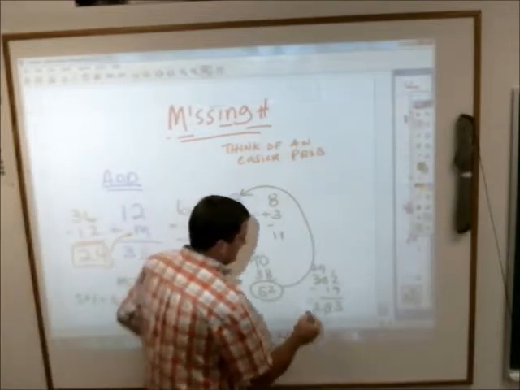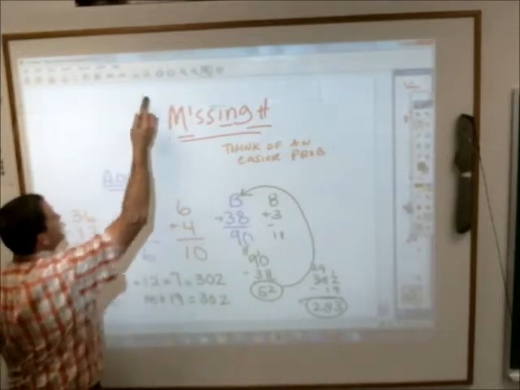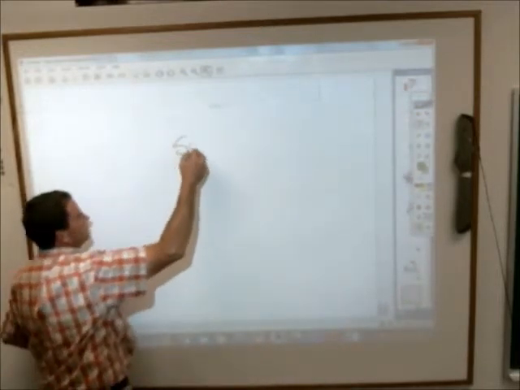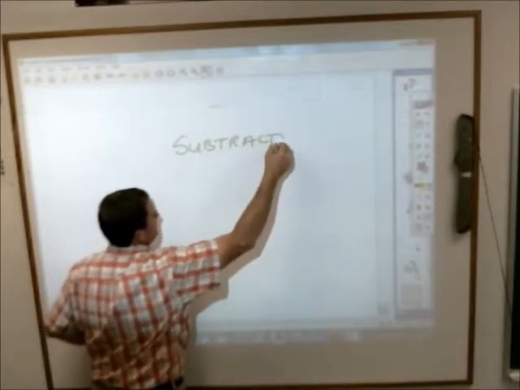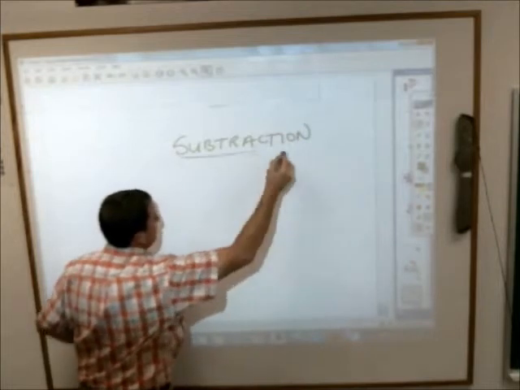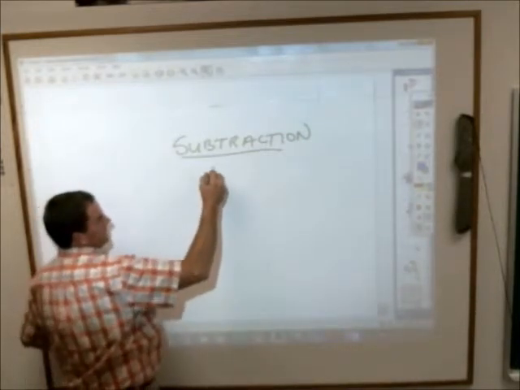Now, lest you think that you've got it figured out, let's look at subtraction. Missing numbers with subtraction. The other thing when you do these problems here, make sure your answer makes sense.